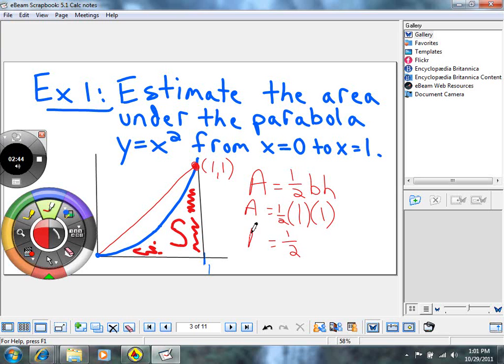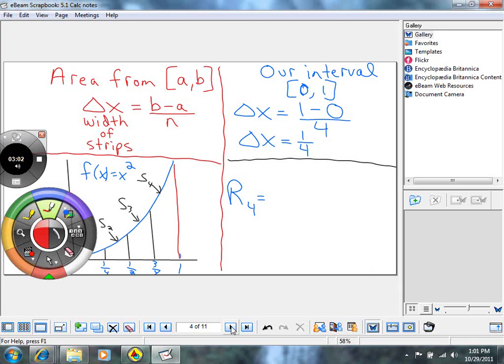Well, we know that that's not very accurate because we're pretending it has all of this and it doesn't. But at least we know that our area is somewhere in between 0 and 1/2. Would you agree? It's got to be somewhere in between there. Okay, let's try to use some of our estimates here.